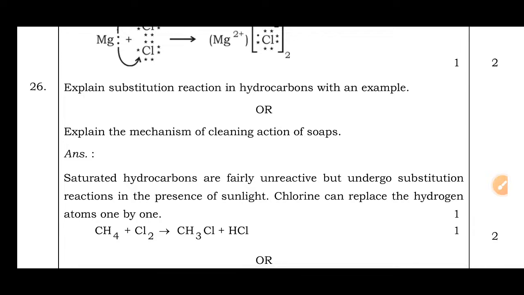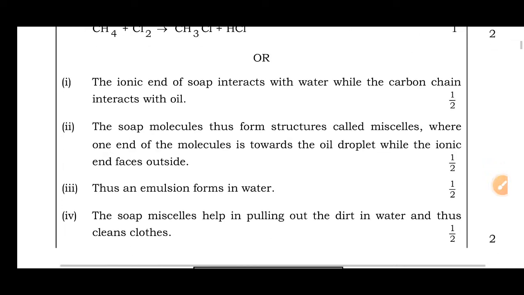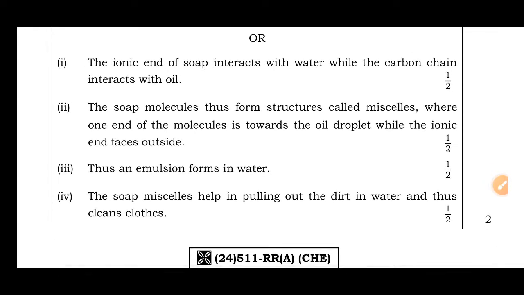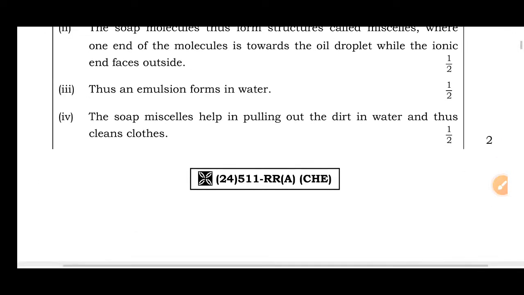Explain the mechanism of cleaning action of soaps. Very important question. The ionic end of a soap interacts with water while the carbon chain interacts with the oil. The soap molecules thus form a structure called micelles, where one end of the molecule is towards the oil droplet while the ionic end faces outside towards the water. Thus an emulsion forms in water. The soap micelles help in pulling out the dirt in water and thus clean the clothes. This is the cleansing action of soap.